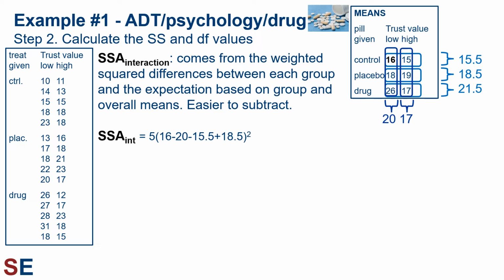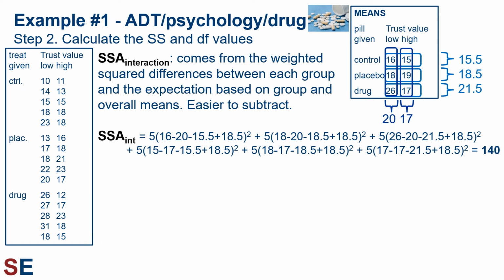If we think about what this represents, it shows how different the observed mean is from what's expected based on the factor means and overall mean. Deviations indicate non-independence of the factors and interaction. The other 5 terms work the same way, comparing the mean for each of the combinations of factors to the factor means and the overall mean. When we calculate this all out, we would get 140.